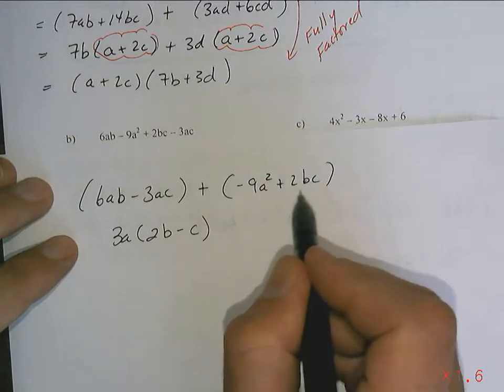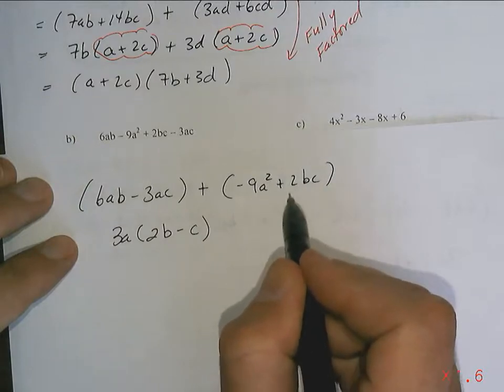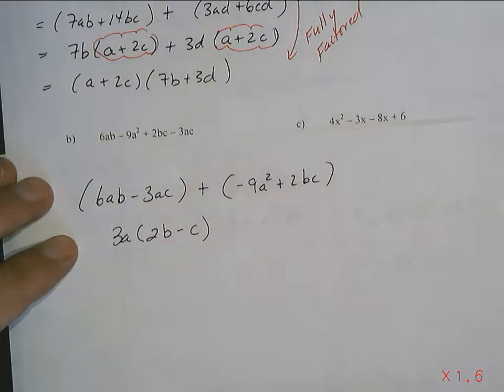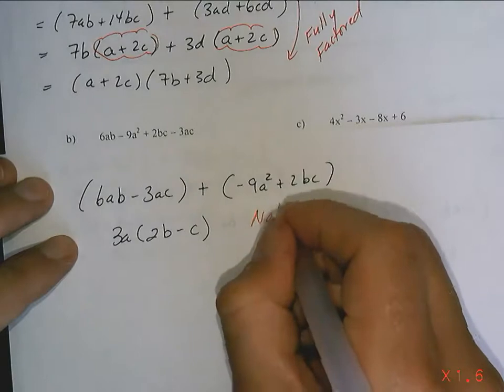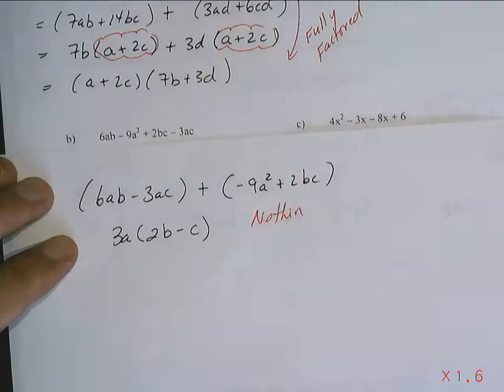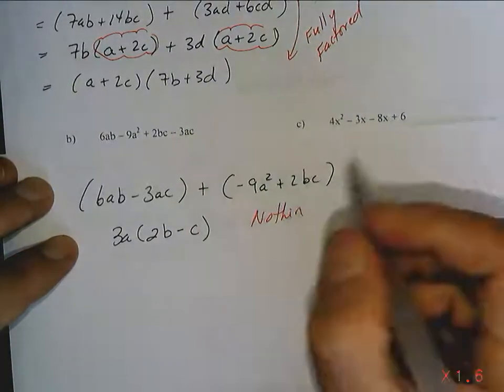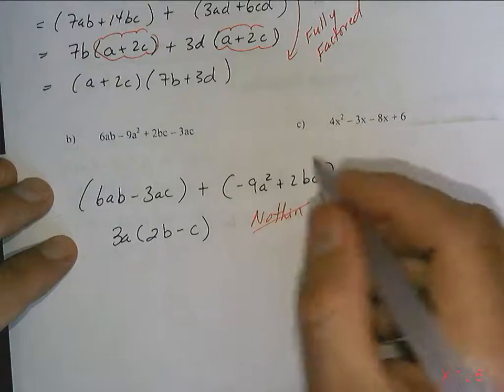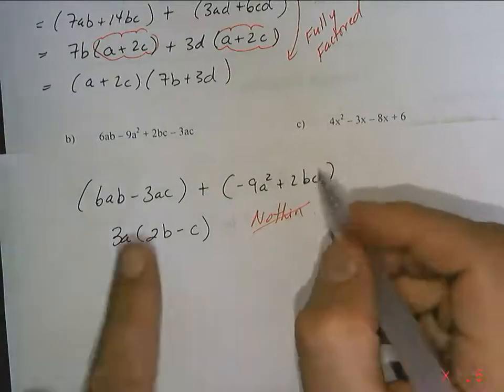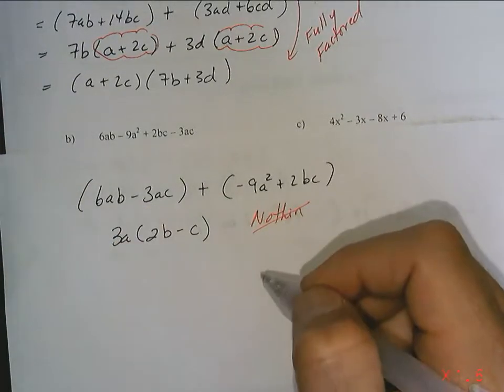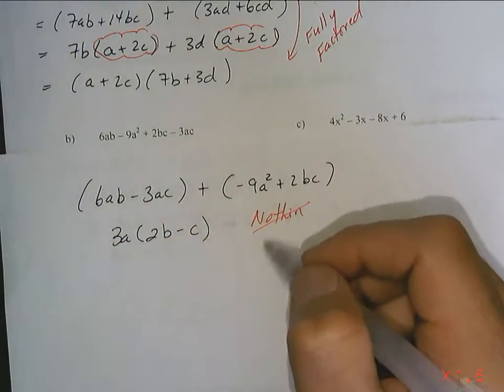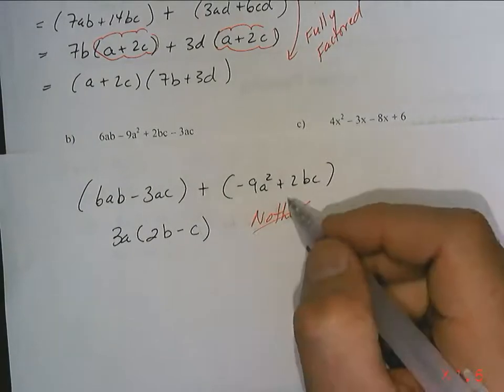And I'm going to common factor out nothing. Nothing. I don't think that's even a word. So, no, this is not going to common factor. So even though this is not wrong, it doesn't get you to a fully factored answer. So we don't want to do this. This is a bad way to group.